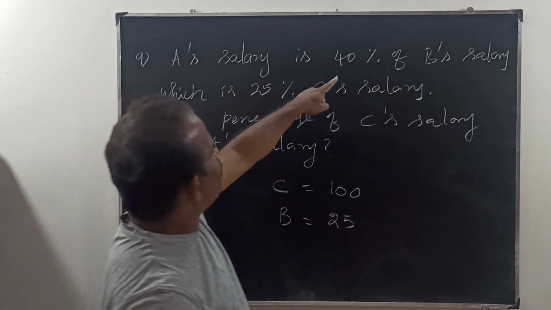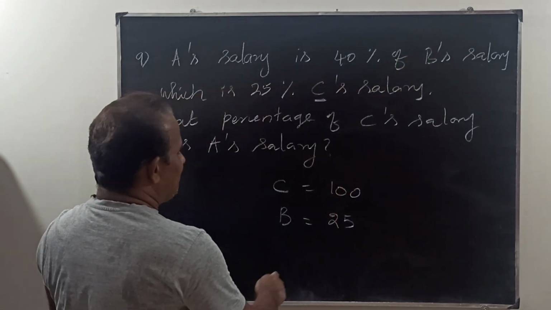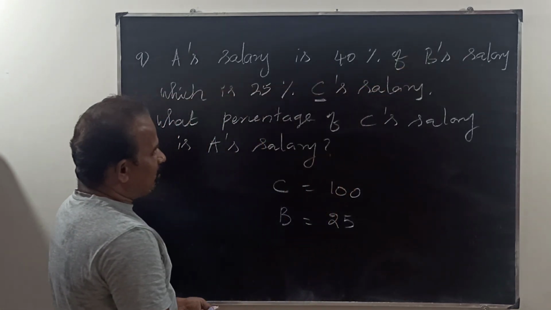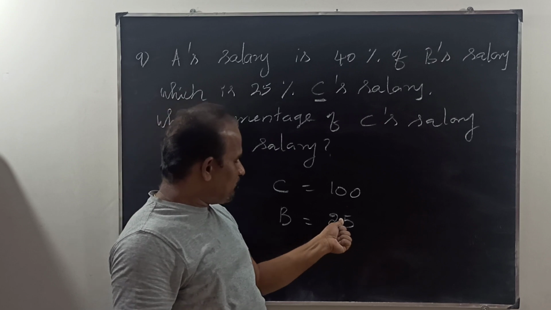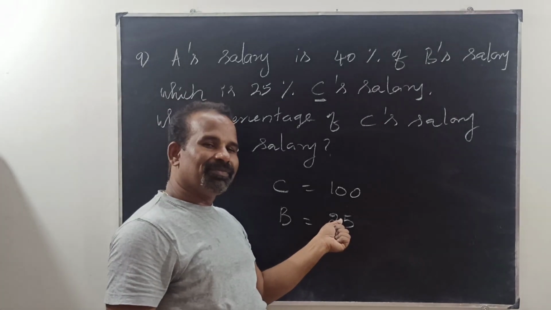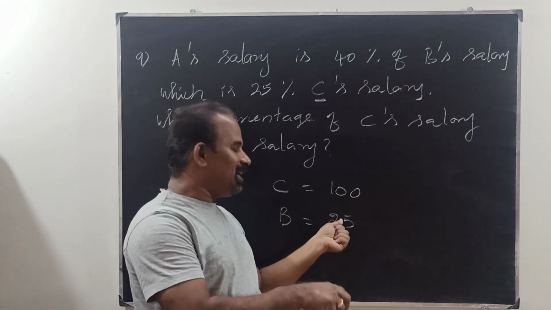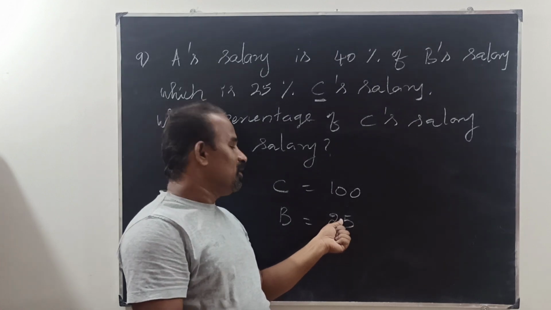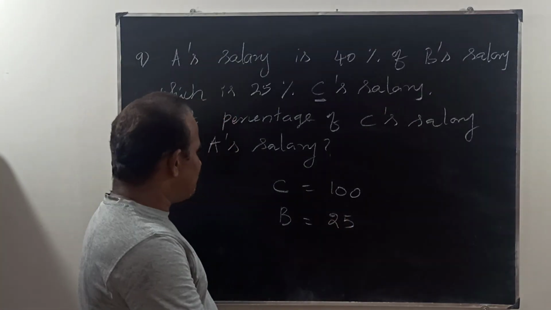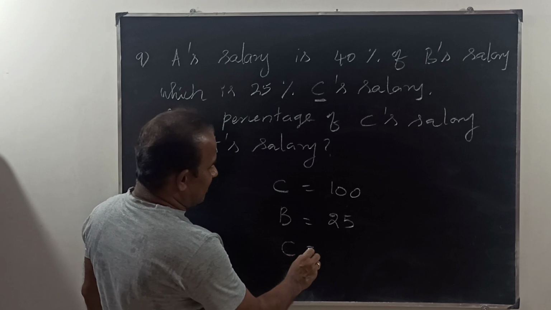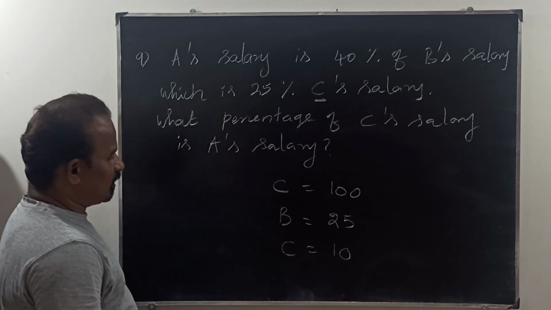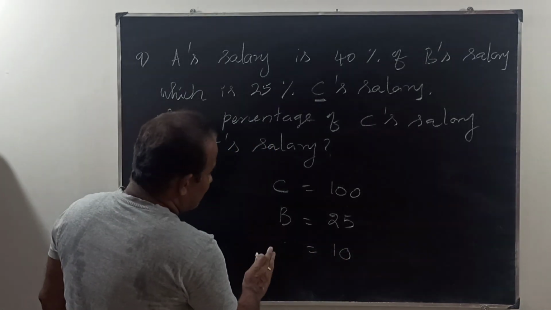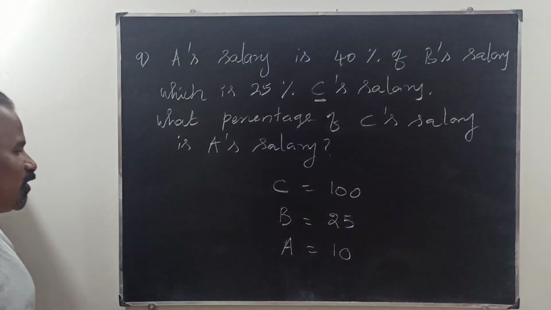A's salary is 40% of B's salary. B's salary is 25. What is the 40%? 10% is 2.5. 40% is 40 into 2.5, so therefore 10. So A's salary is 10 rupees.